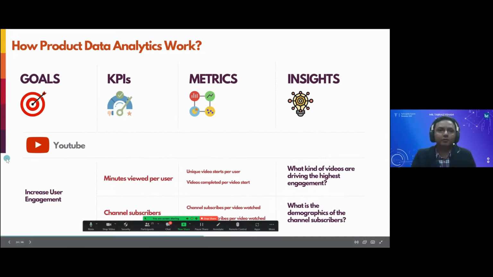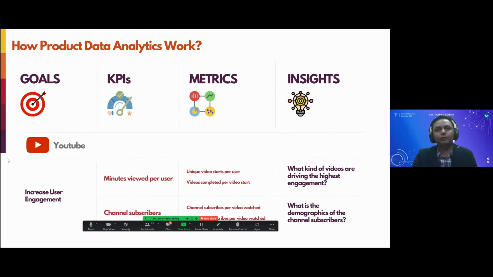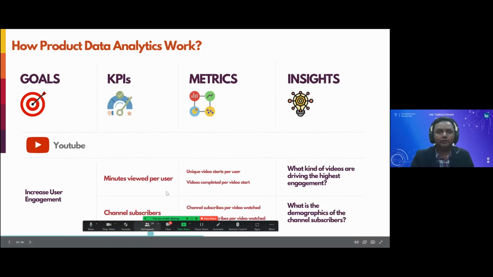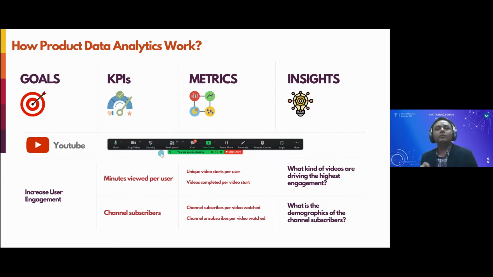So in this example, we are looking at YouTube. Let's say for YouTube, the goal is to increase user engagement. That's the big goal of your data analytics exercise, for example. So being a product manager, you would like to increase the user engagement. The KPIs for user engagement would be minutes viewed per user. If a user comes to your platform, how many minutes is he spending on your videos? And then another thing that you would like to view, track and measure is the channel subscribers.